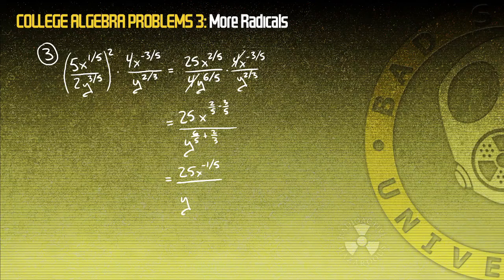And it looks like we need a common denominator, so multiply the left by 3 over 3. So you have 18 over 15, and then multiply the right by 5 over 5. So you have 10 over 15. So you're left with 25, and we'll bring the x down. So you have x to the 1/5 times y to the 28 over 15.